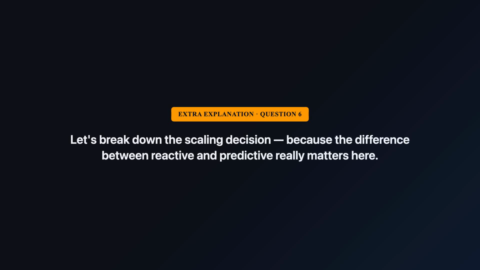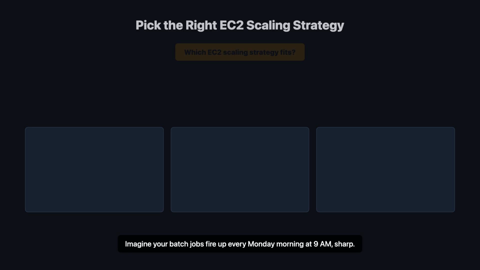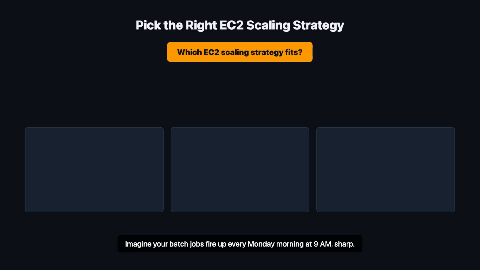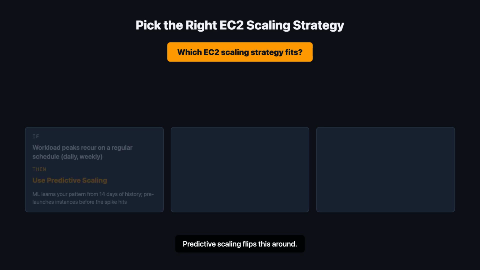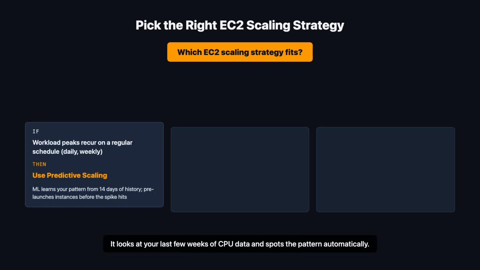Let's break down the scaling decision, because the difference between reactive and predictive really matters here. Imagine your batch jobs fire up every Monday morning at 9 a.m. sharp. Step scaling watches CPU climb, then triggers, but by then you're already behind. Predictive scaling flips this around. It looks at your last few weeks of CPU data and spots the pattern automatically.